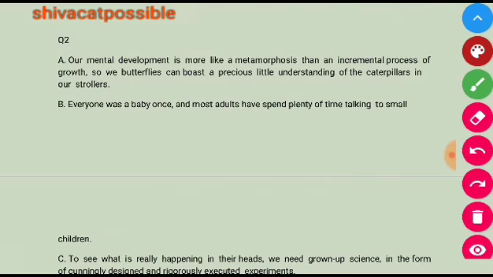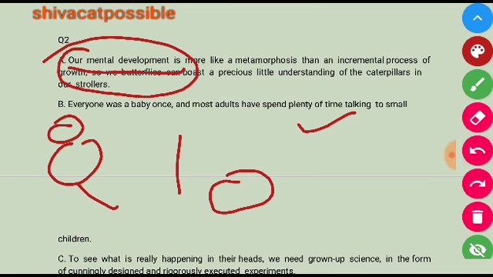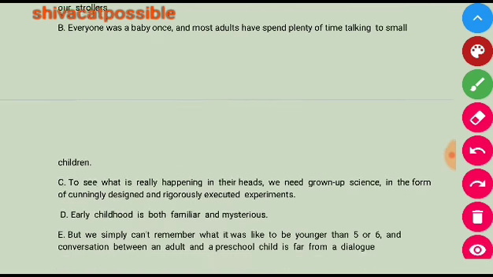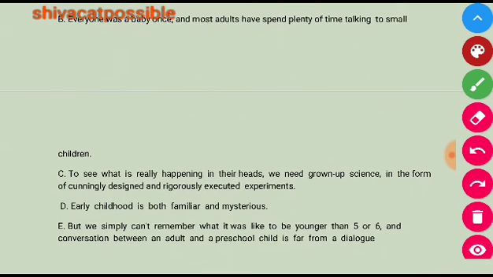A is saying our mental development is more like a metamorphosis than an incremental process of growth. It is something specific and gives an example. So it is something concluding. These lines are concluding lines, so it also cannot be an opening sentence. Okay, so we need to choose between A and D. D is the most logical sentence. Okay, early childhood is both familiar and mysterious.